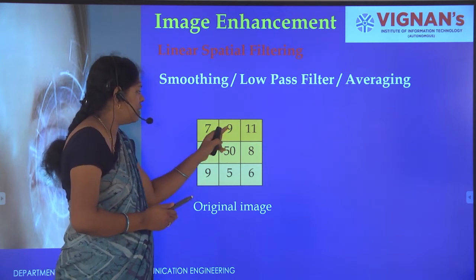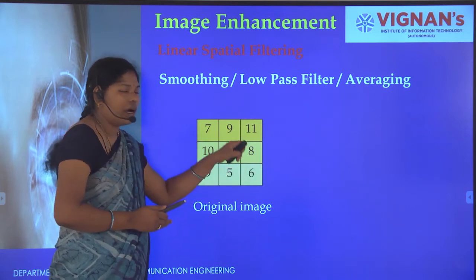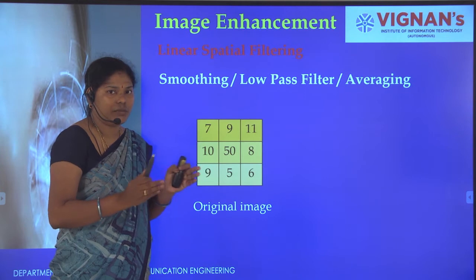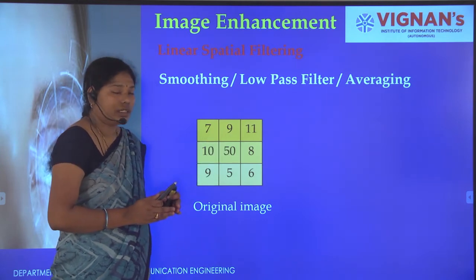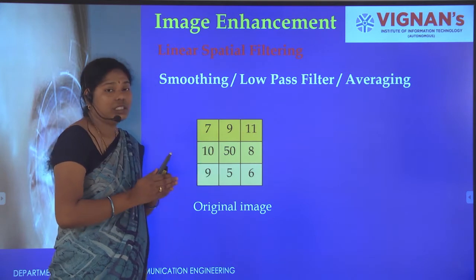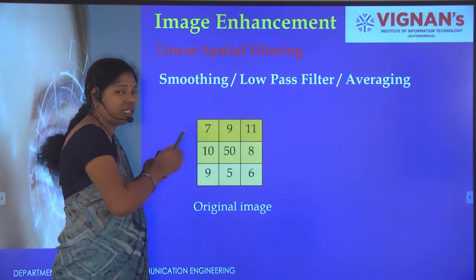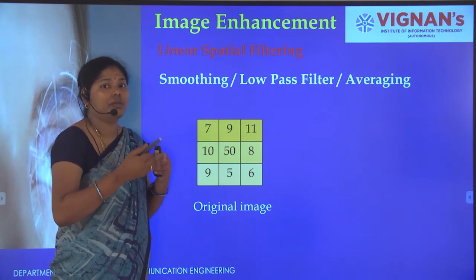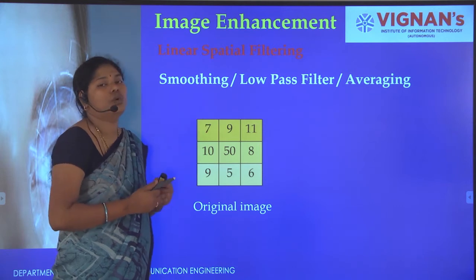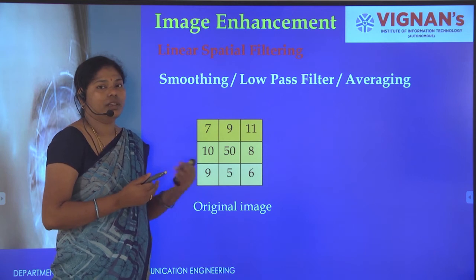Here we have 7, 9, 11, 10, 8, 9, 5, 6. All these are within the same range, 5 to 11. Next, coming to 50, it is a sharp change. Compared to all the pixel values, the 50 is completely different. That different element will be eliminated by using this low pass filter. How can it be performed? We can know by using an example.